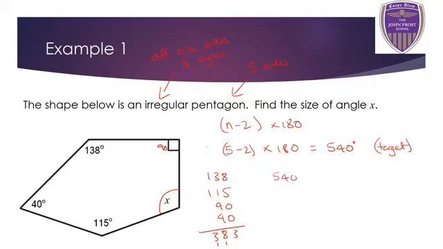So 540 minus 383. Make sure you borrow. Can't do 0 take away 3, so 10 take away 3 is 7. Can't do 3 take away 8, so borrow. 13 take away 8 is 5. 4 take away 3 is 1. So x equals 157. Our target was only 540 for that question because it was a pentagon. It's going to be different depending on how many sides the shape has got. So it's all about using this formula first to find out what your target is.